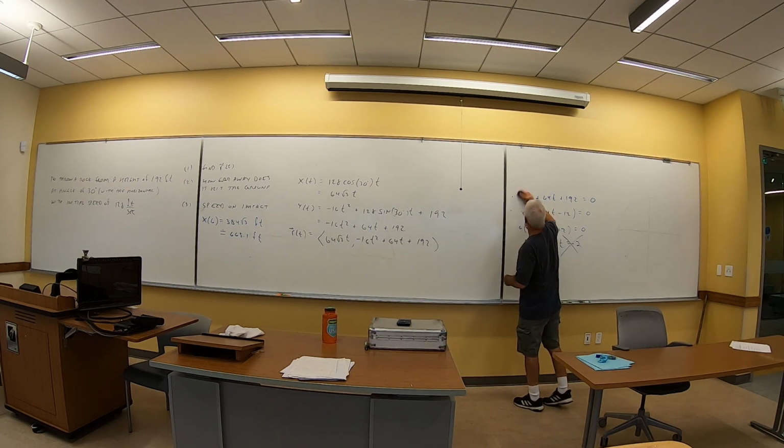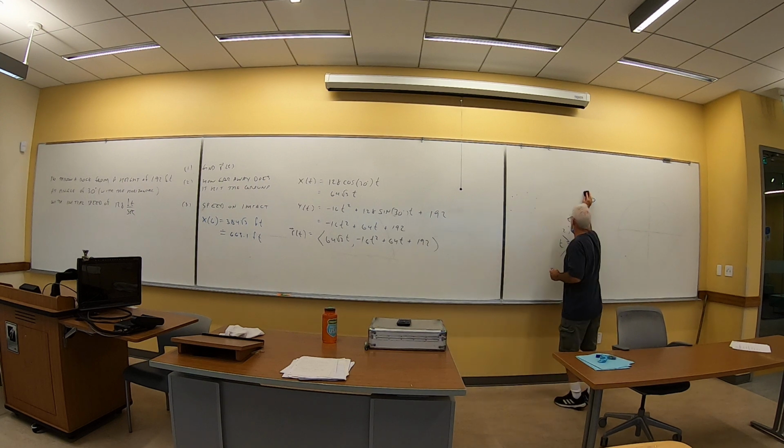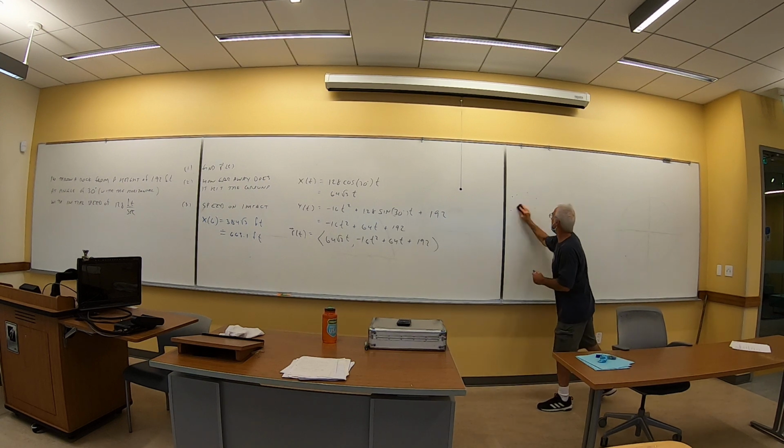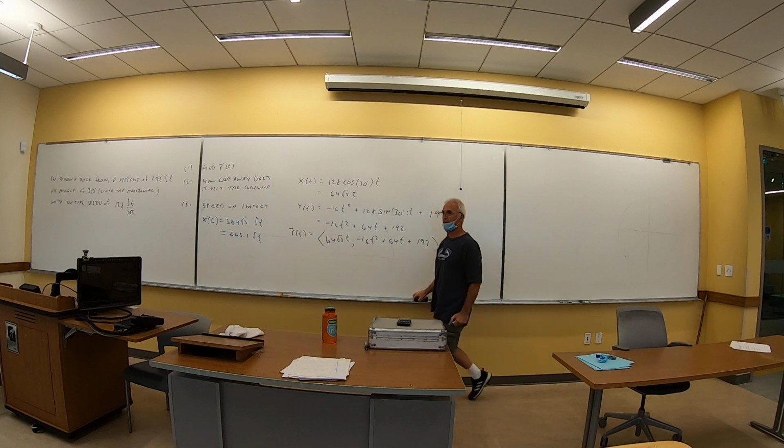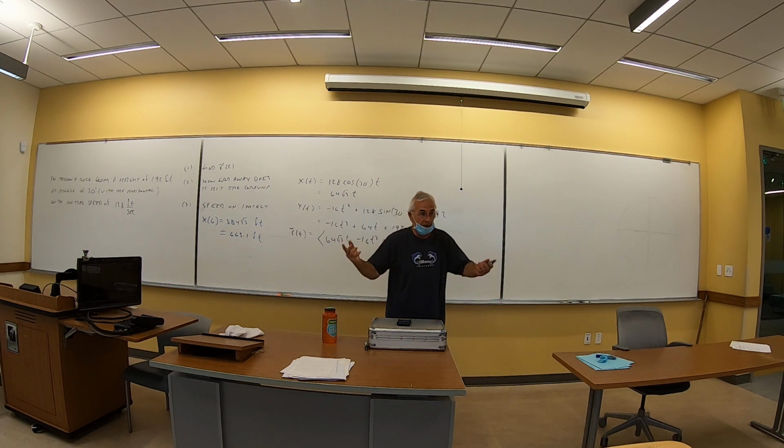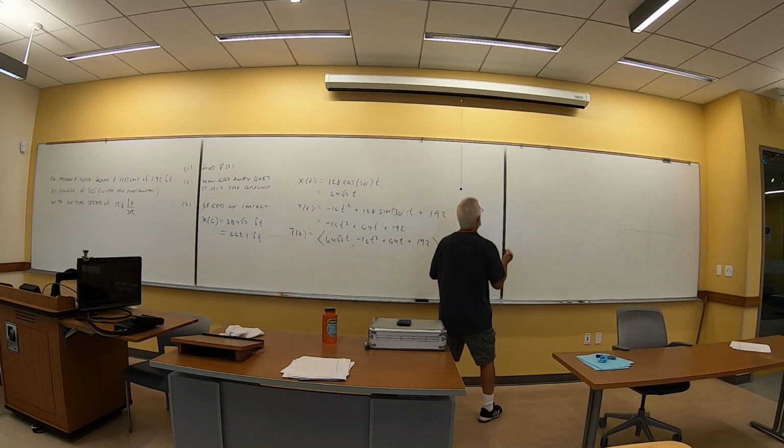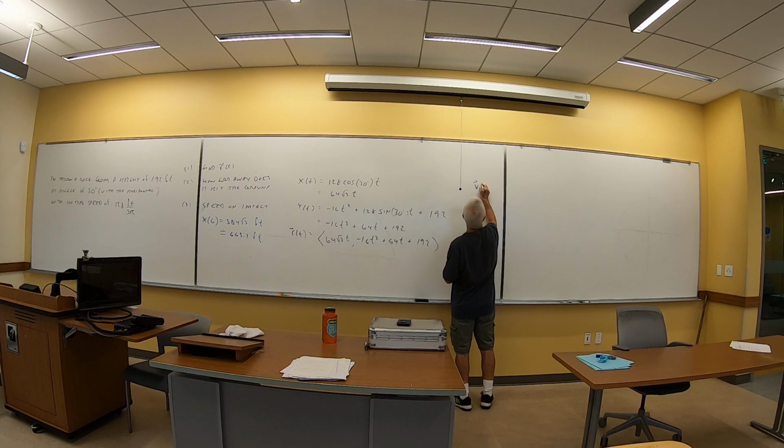Yeah, we have the 6. I can erase this. So the last question was impact speed. Well, I can't tell you the impact speed without the velocity vector. So we need to find the velocity vector first. So what is v of t?